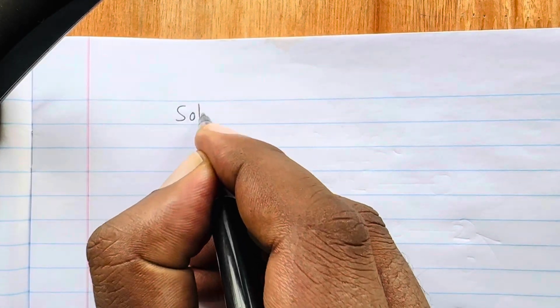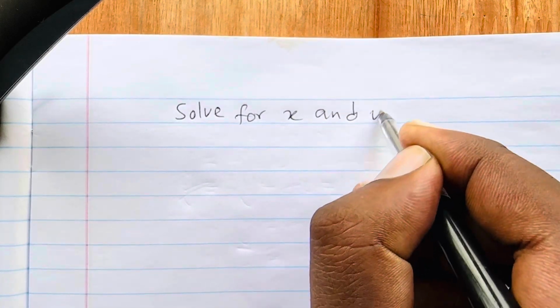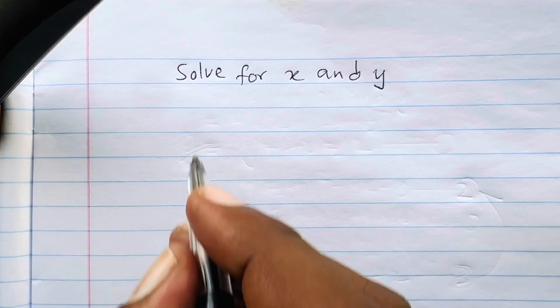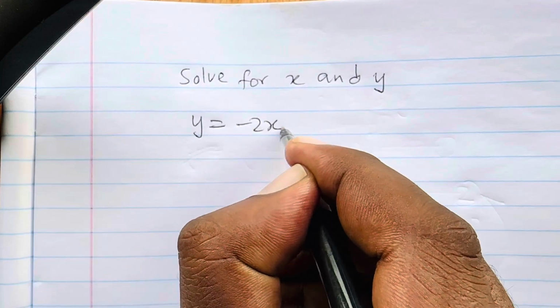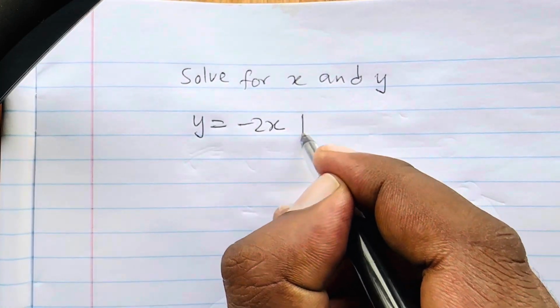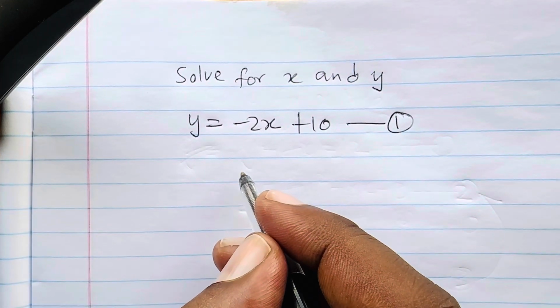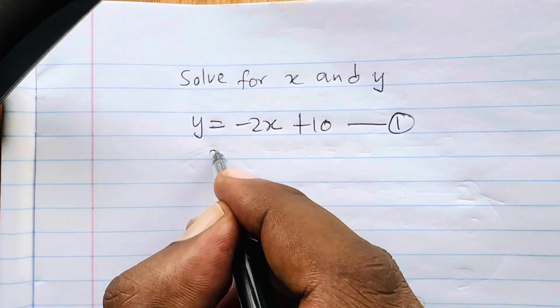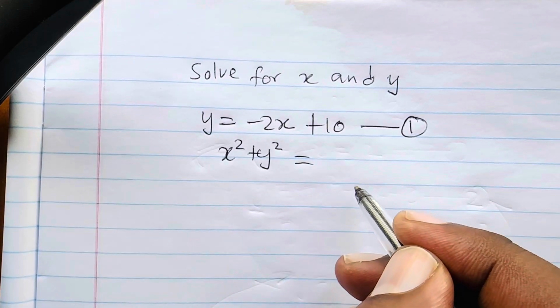We edit again, still busy with simultaneous equations. Thank you very much. So in this video, we're solving for what? Solve for x and y, which is your given what now? y is equal to how much? y is equal to minus 2x plus 10, which will be our equation number 1. Nice. Then our equation number 2, we are given what? x squared plus y squared is equal to how much? 25.